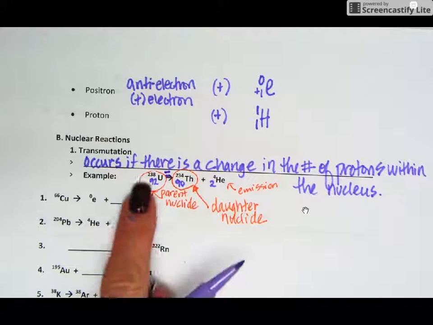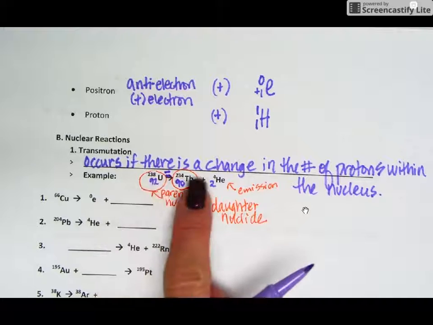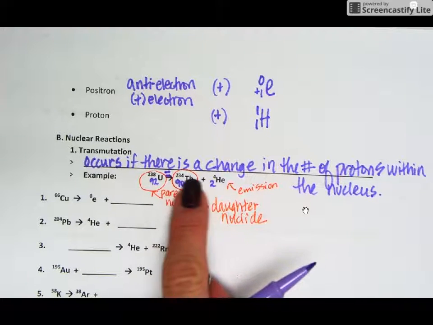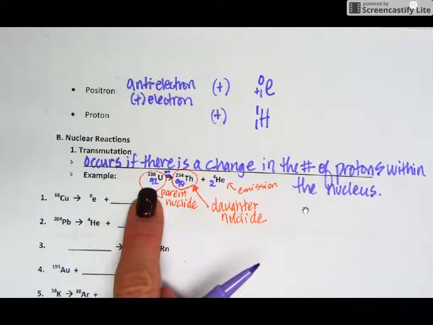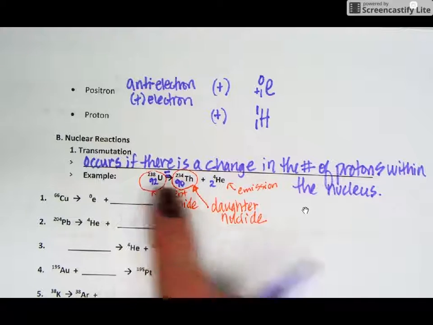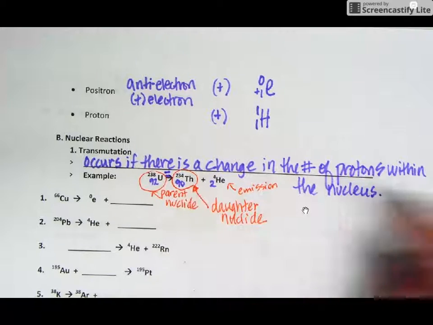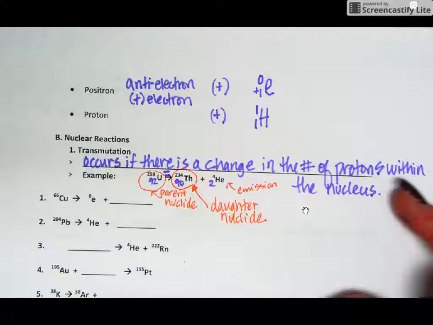And let's just look at this. You have 238 as the only superscript on this side. And if you add up the superscripts on the product side, 234 plus 4, that does in fact give you 238. Look at your subscripts. 92 is the only subscript over here. So 92 equals 90 plus 2. So 92 and 92. That's how you balance a nuclear reaction. You're making sure that the superscripts on the left equal the superscripts on the right, and the subscripts on the left equal the subscripts on the right.